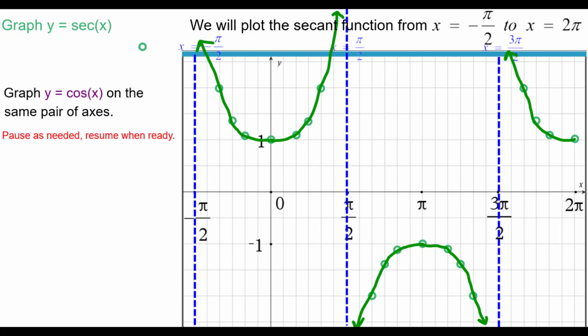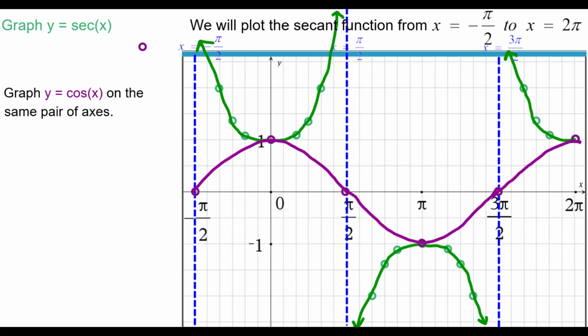And we're also going to graph the cosine on the same pair of axes in a different color. So I plotted the key points, concave down, concave up, half of a concave down. And now pause to reflect about how these two graphs are related.